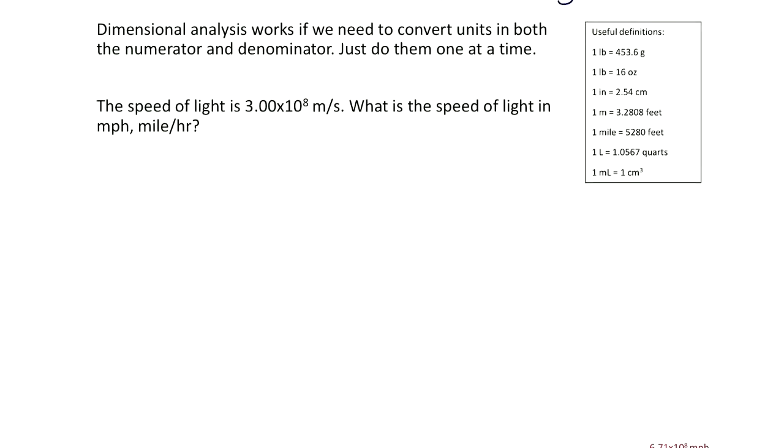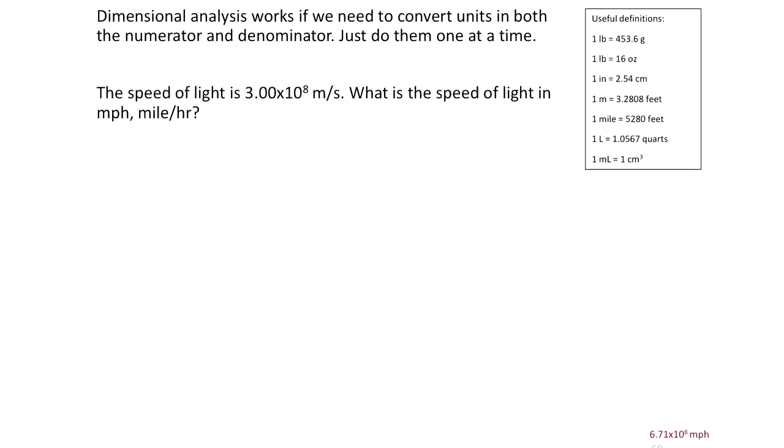Let's see if we can do another one. Dimensional analysis also works if you have to convert the unit in the top and the bottom. If we have a derived unit like velocity, meters per second, and we want to convert it to another derived unit like miles per hour, both of those are velocities. Dimensional analysis also works if you need to convert both the bottom and top unit. You just need to do them one at a time. The whole idea is you just cancel units, that's it.